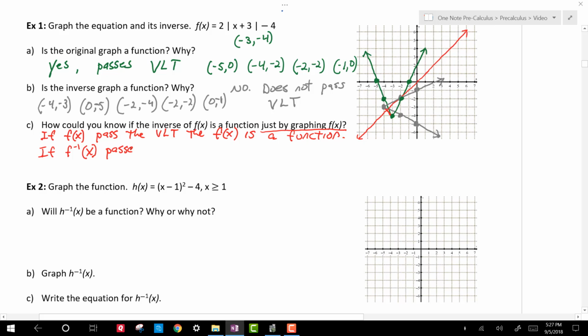Well, actually, let me back up here. I want to change something. We know that if f inverse passes the vertical line test, then it's a function also. Again, what we're trying to answer here is, how do I know just by graphing f of x? So if my green graph passes the horizontal line test, and we're going to call that HLT, then f inverse of x will be a function.